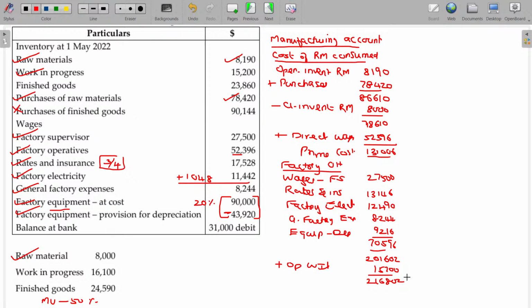2,16,802 minus closing work in progress 16,100. Then cost of production. Cost of production here being 2,702. Then we have to go for income statement trading section.